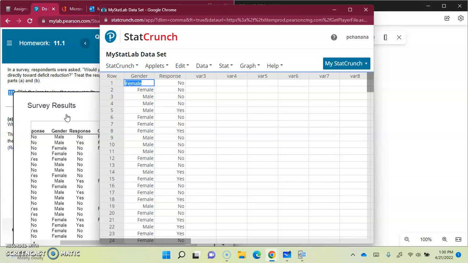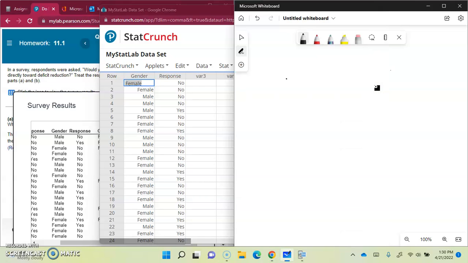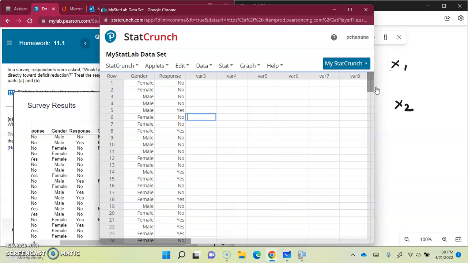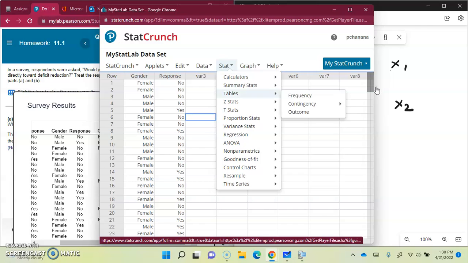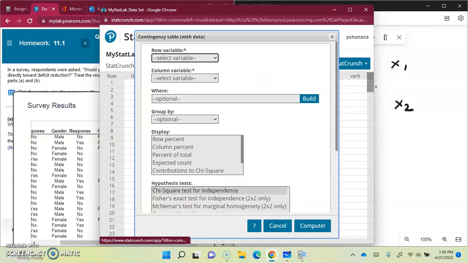Big list of males and females just written like that, right? But this is not helpful to us because if we have males, we need how many samples we took and how many said yes, and then if we have females, what is the size of the sample and how many females said yes. We need that information and that's not given to us, right? So for that you can go to Stat, go to Table, go to Contingency, and with data.